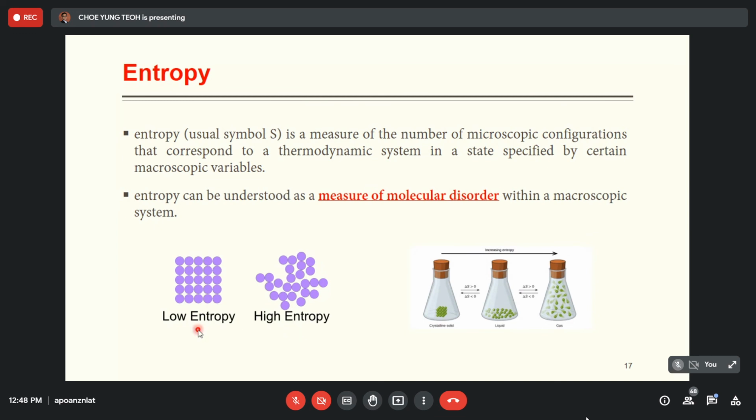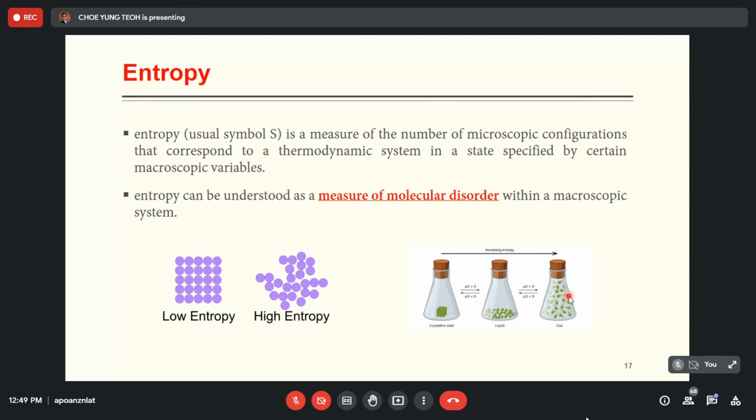You can see that for solid material, we have very low entropy. All the molecules are arranged nicely, no disorder. But gases have a very high disorder. You can see that all the molecules are random, so we call it high disorder. So when you convert from solid to liquid to gas, you actually increase the entropy of the system.